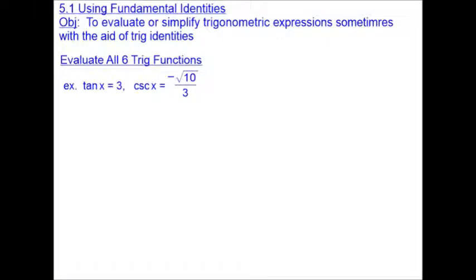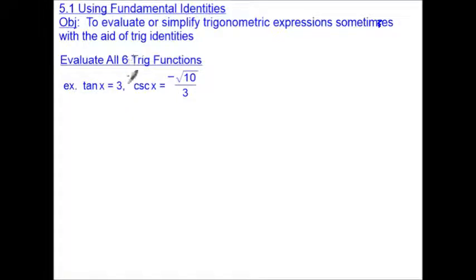Chapter 5 takes us deeper into the world of trigonometry, and we're going to start with 5.1, using fundamental identities. We're going to be evaluating or simplifying trig expressions with the aid of trig identities. First of all, we're going to evaluate all 6 trig functions. We're going to be given 2 bits of information, and we have to come up with the others that we don't have.